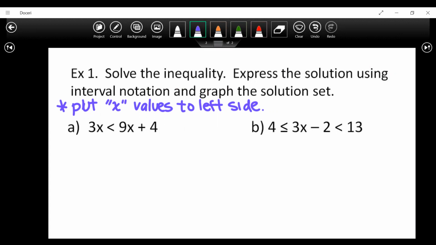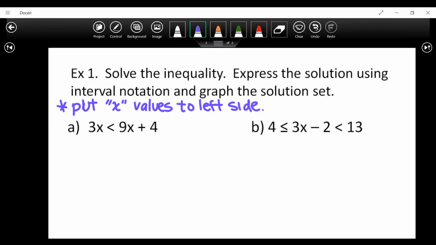We have one single inequality, which is 3x less than 9x plus 4. And then we have a compound inequality: 4x is less than 3x minus 2, which is less than 13. The way these two work is completely different, and I'm going to show you what they both look like when we graph them.